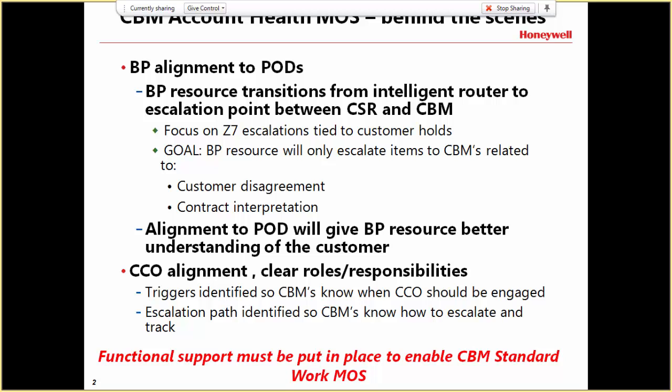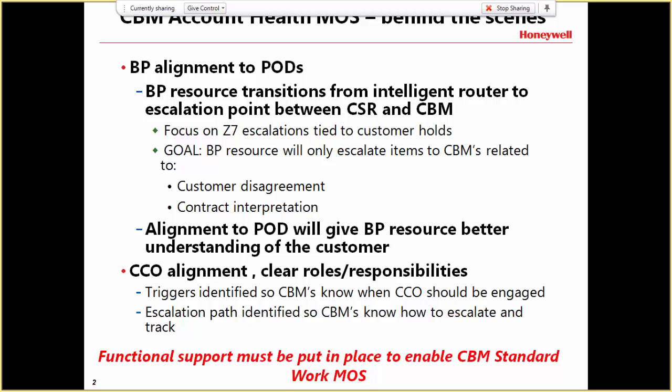So, all right. The second thing is the CCO alignment. So the feedback that I got from the CBMs across all regions, which was interesting, was they were unsure how to engage our CCO team. And right now our main point of contact is Jason Wilson. They really weren't sure when they should go to him. They didn't really know what the escalation process is at an order level.